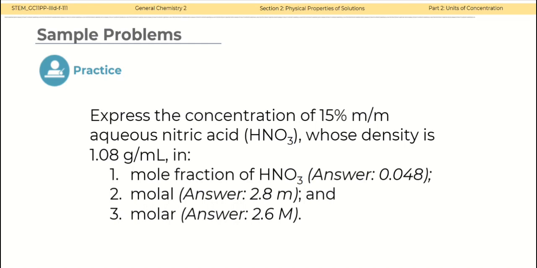Practice. Express the concentration of 15% m/m aqueous nitric acid whose density is 1.08 gram per milliliter in mole fraction of nitric acid, molal, and molar. Provide calculations to arrive at the given answers.